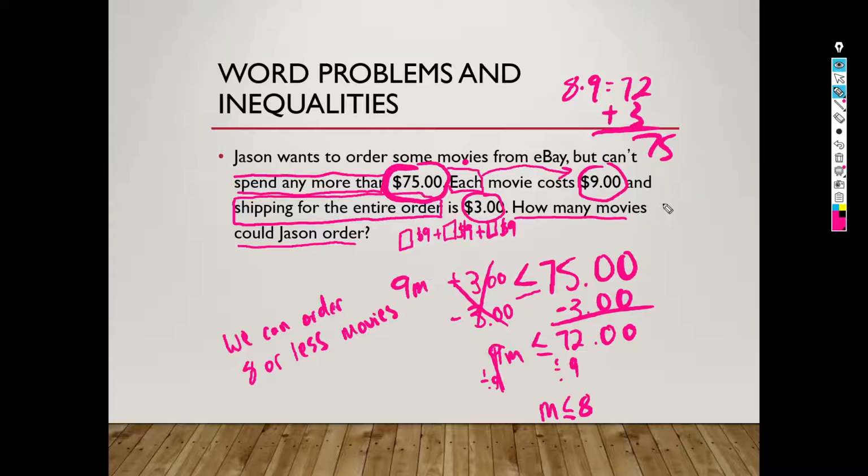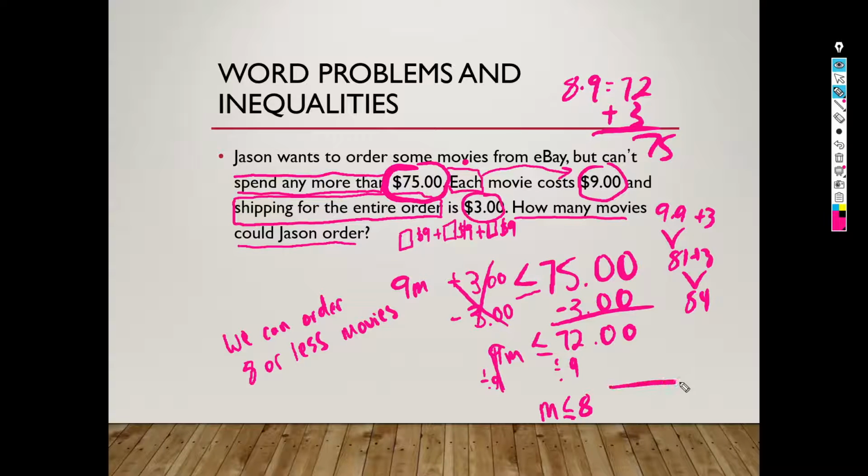Let's just try 9 movies. So 9 times 9 plus 3. This is going to be 81 plus 3, which is 84. So we wouldn't be able to order 9 movies, so it makes sense that 8 is the maximum amount of movies we could order, because it's on this side of the inequality symbol.